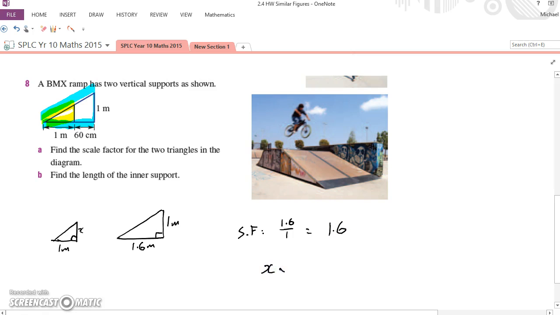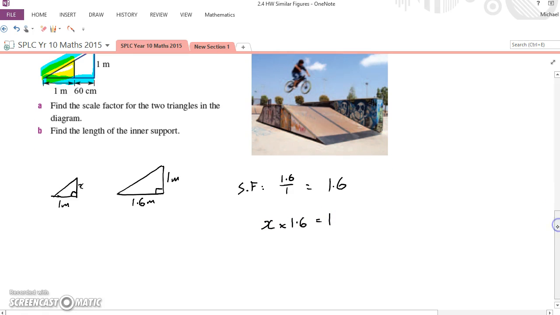Find the length of the inner support. Well, if I take x and I multiply it by 1.6, I obtain 1. So x would be 1 divided by 1.6. This is why I don't like decimals, and I will use fractions. 1.6 is 16 over 10, or 8 over 5. So 1 divided by 8/5 is the same as 1 multiplied by 5/8. So x would equal 5/8 of a meter, which for those of you who really have a problem with that, you could write 0.625 meters. It's that easy.